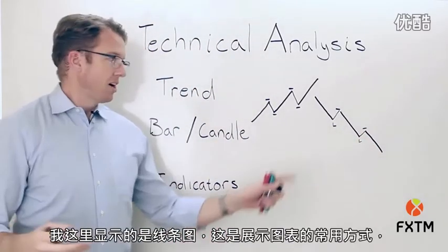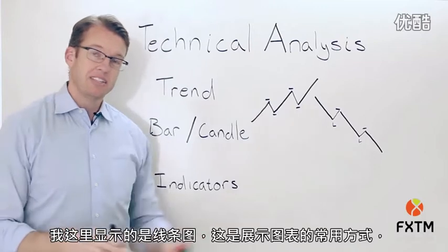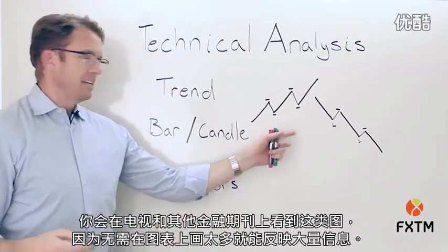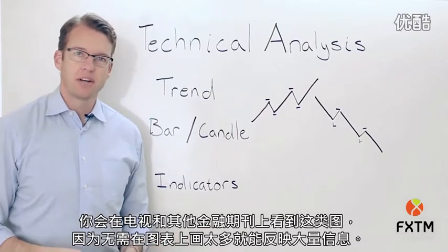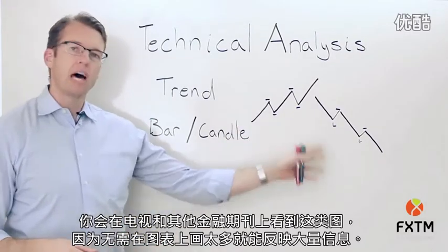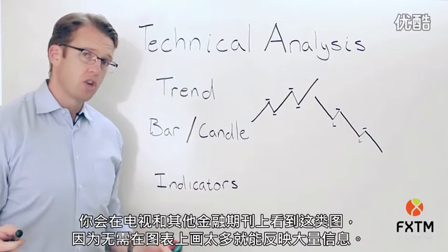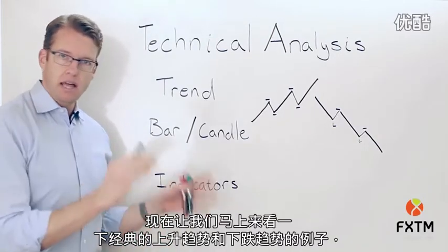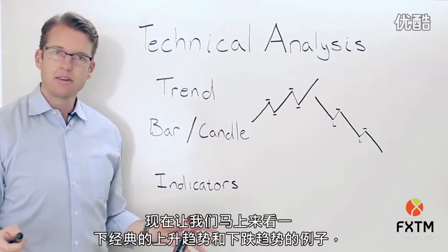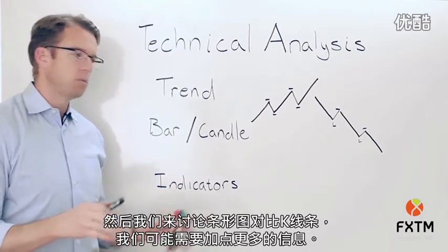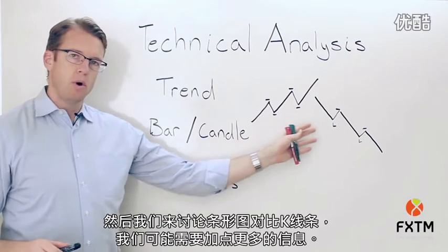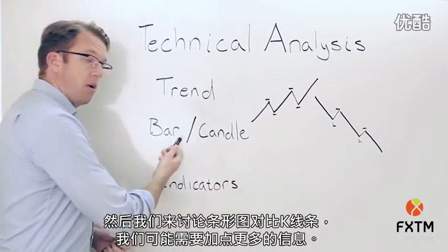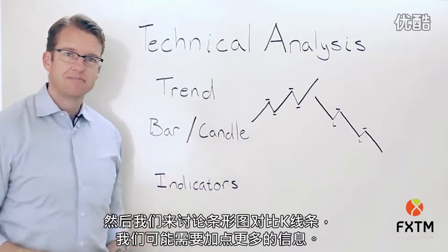Now, a line chart, which is really what I just did here, is actually a common way to display charts. And you'll see this on television and other financial periodicals and so forth, because you can show a lot of information without crowding the chart too much. Now, we're going to take a look at an example of a classic uptrend and a classic downtrend in a second. And then we'll come back and we'll talk about when we might want to add a little bit more detail to our charts by looking at bars versus candles.